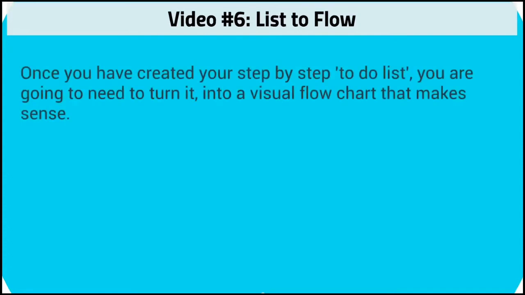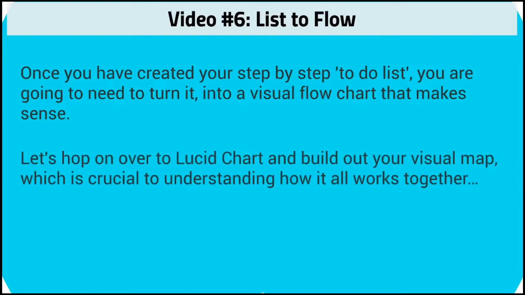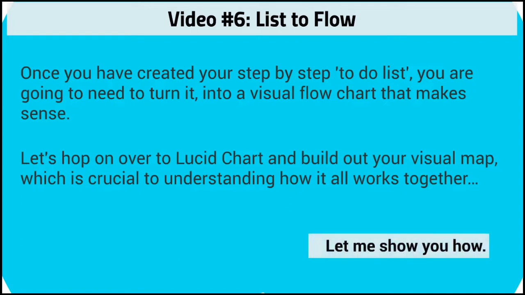Okay, so welcome to video number 6. We're going to talk about list to flow. Once you've created your step-by-step sequential and logical to-do list, you're going to need to turn it into a visual flow chart that makes sense, because this is what's going to help you and the programmer understand how all the missing pieces or pieces of the puzzle flow together. So let's hop on over to Lucidchart and build out your visual map, which is crucial to understanding how it all works. All right, so let me go ahead and show you how.